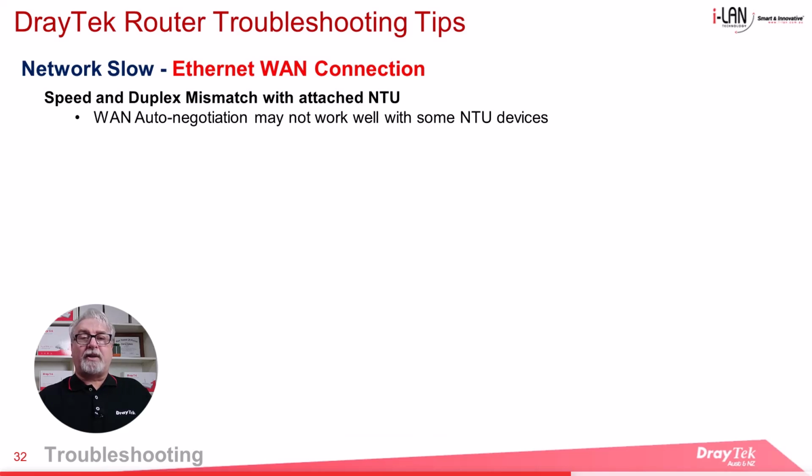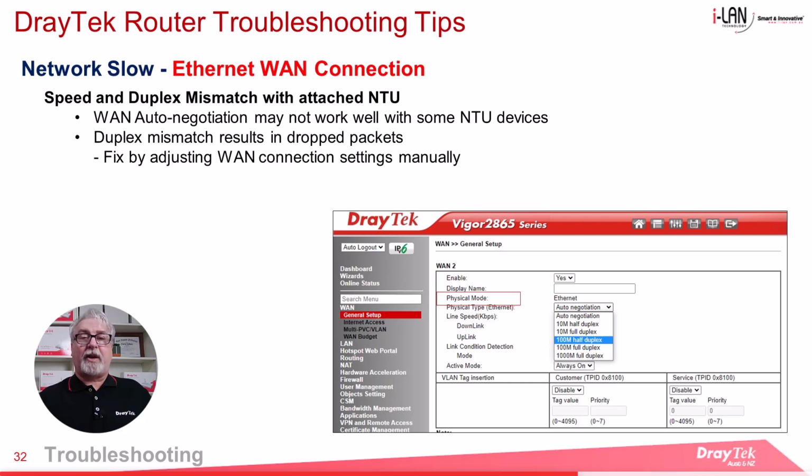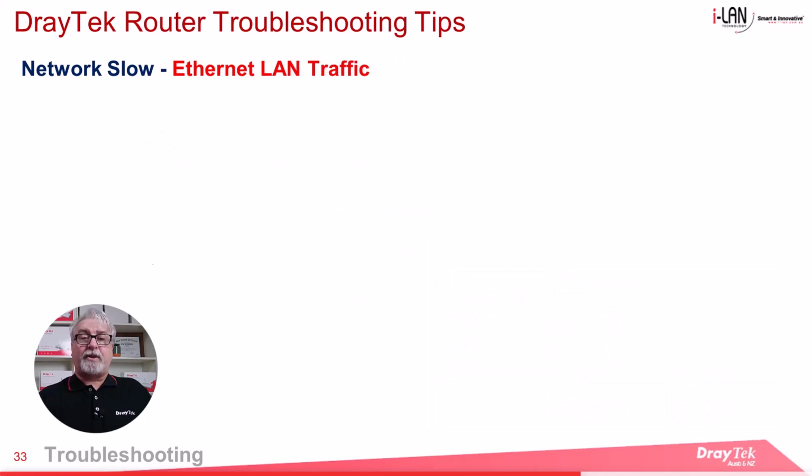When auto-negotiation doesn't work correctly, the router may detect that the device is set to 100 megabits per second full duplex, but in fact the NTU only runs at 100 megabits per second half duplex. This will cause large packet loss under heavy traffic conditions. To fix this, you'll need to manually adjust the speed and duplex of the WAN under the WAN General Setup menu as shown here. Network performance issues can also be caused by problems in the local area network.